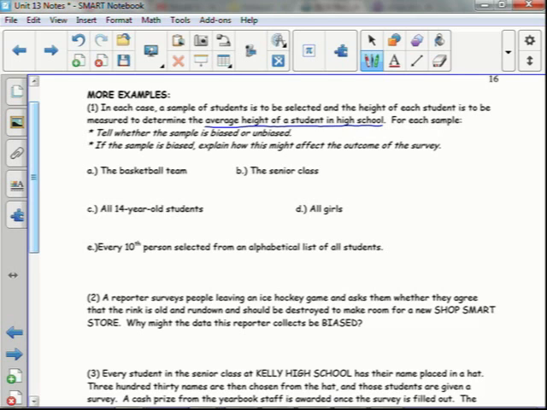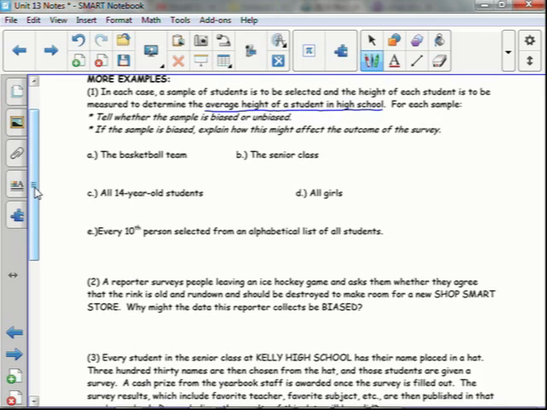Okay. So A, again, remember, what are we trying to get? The average height of a student in high school. So the basketball team. Well, I think that's bias. Why? They tend to be taller. People who play basketball tend to be taller. So that's going to skew the data. The senior class. Well, that has bias. Why? Because they're older. And so therefore they would also tend to be taller, just an age thing.